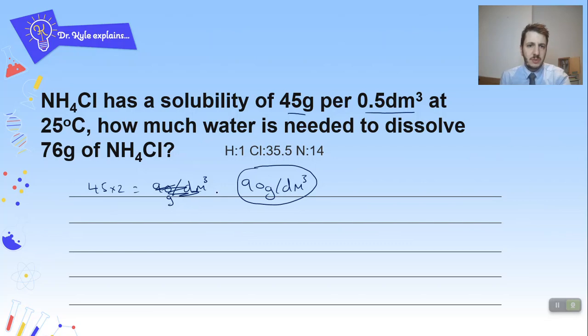So what else do we need to work out? How much water is needed? So M equals C times V. And so how much water is needed, we're going to be working out our volume. So therefore, I'm going to do M divided by C equals V. I've got 76 there as a mass, and I've got my concentration of 90. If I put that in my calculator down here, that gives me 0.84. Then I need to remember 0.84 what? Units of decimeter cubed, so it's 0.84 decimeters cubed. Really well done if you got that right.